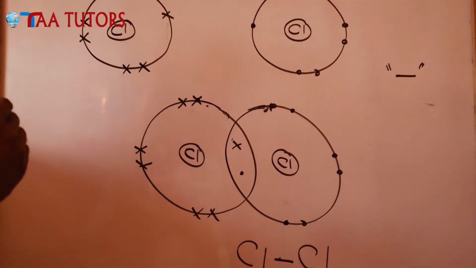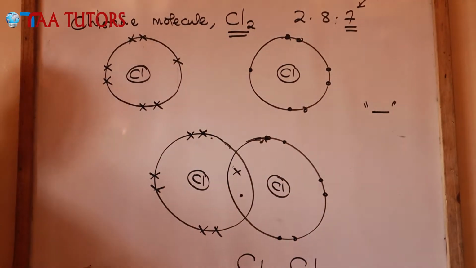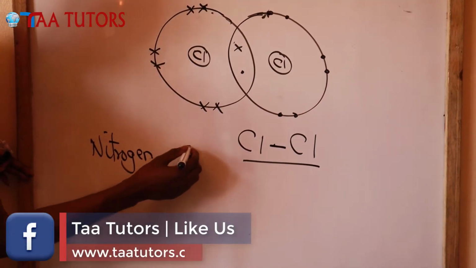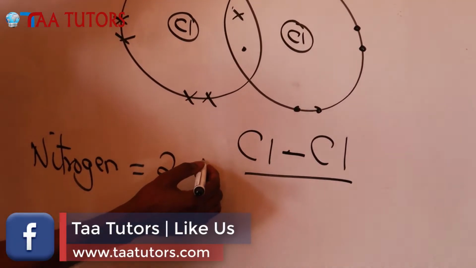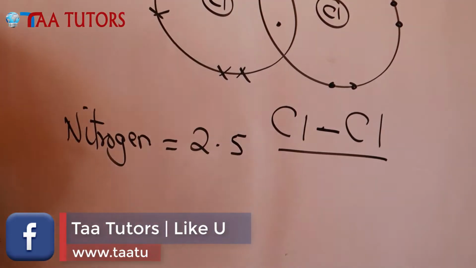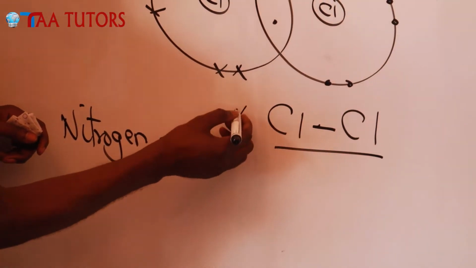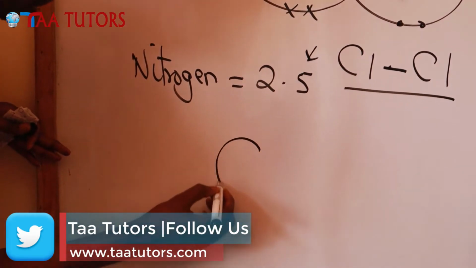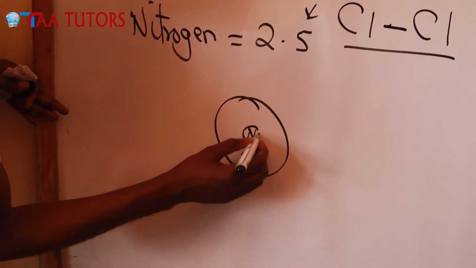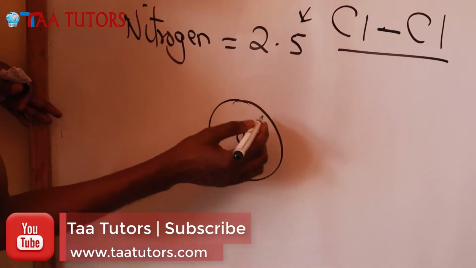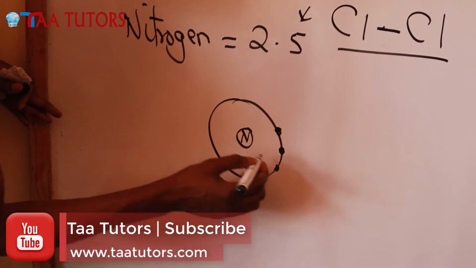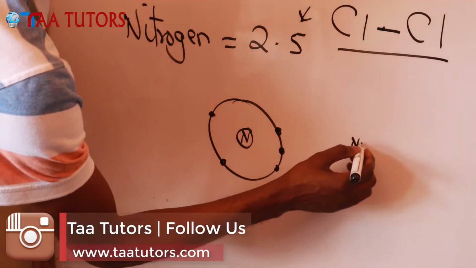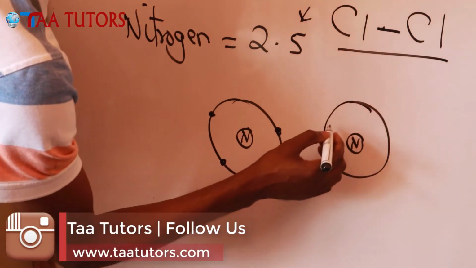Let's look at nitrogen. Nitrogen is number 7 in the periodic table, having electron arrangement of 2, 5. It means that an atom of nitrogen requires to gain 3 electrons. So we can have 1 nitrogen atom here, showing only the outer energy shell, and another nitrogen atom is there.